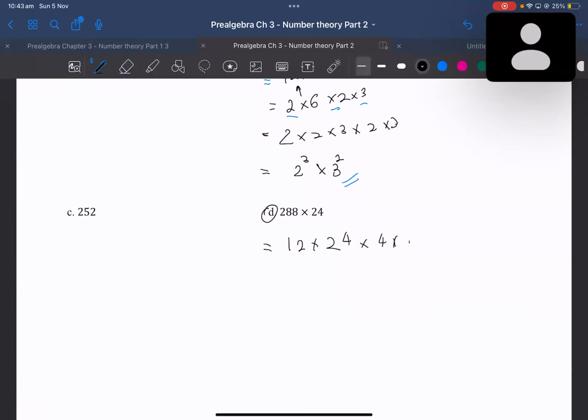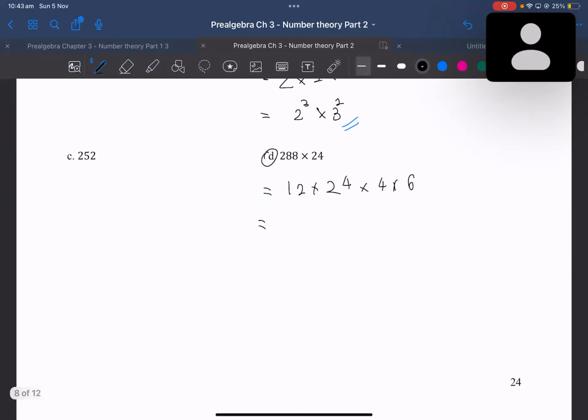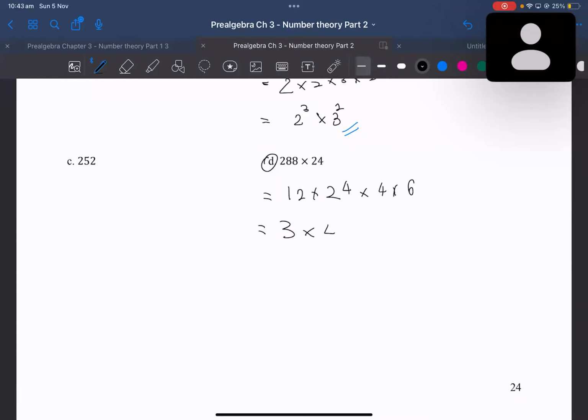Yeah. 12 times 24 times 4 times 6. Right? And then none of these are prime, I think, right? So we can keep breaking them down more. Yep. So we'll break this down. 3 times 4 times 6 times 4 times 3 times 2 times 2 times 2. So it's halving every time, basically.